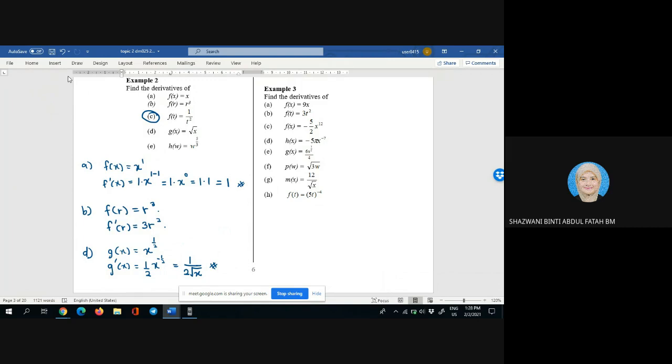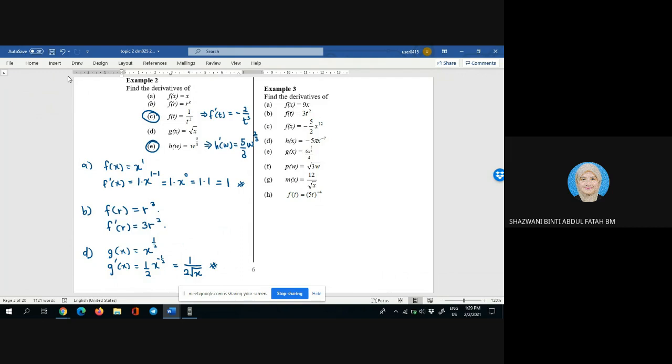So cikgu rasa cukup lah. Yang E ni pun also your homework. Okay, cikgu nak you all try sendiri. So I'll give you the answer. For f prime t untuk C, you should get negative 2/t cube. Okay, and then for E, your h prime w is 5/3 to the power of 2/3. So that is the answer lah for C and E.